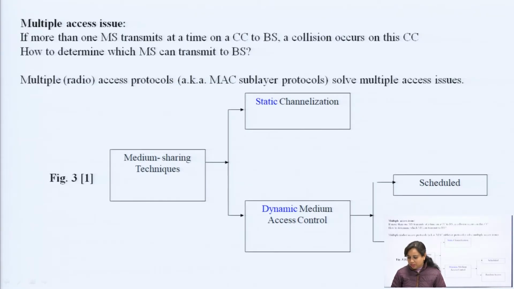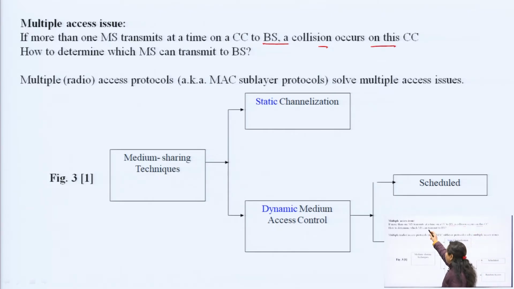So, this is the diagram showing how these mobile stations are connected to a single shared multiple access medium. Now, what will be the issue if different mobile stations are connected to a single shared channel? If more than one MS transmits at a time on the CC to BS, that is control channel to base station, a collision occurs on this CC. So, how are we going to determine which MS can transmit to BS? The multiple access protocol, or the MAC sublayer, solves this type of issue.